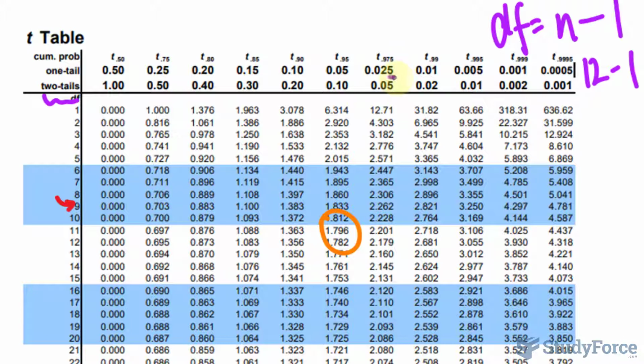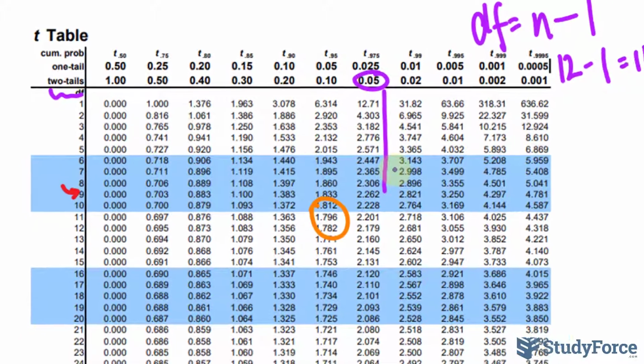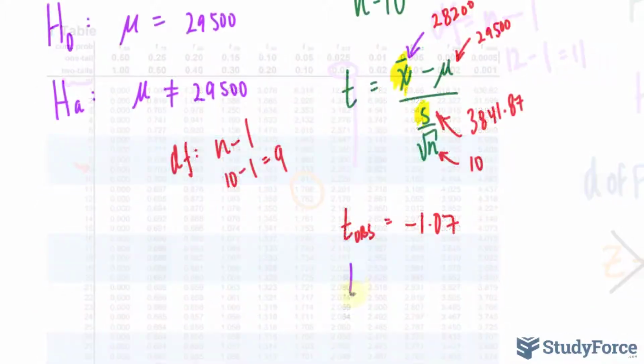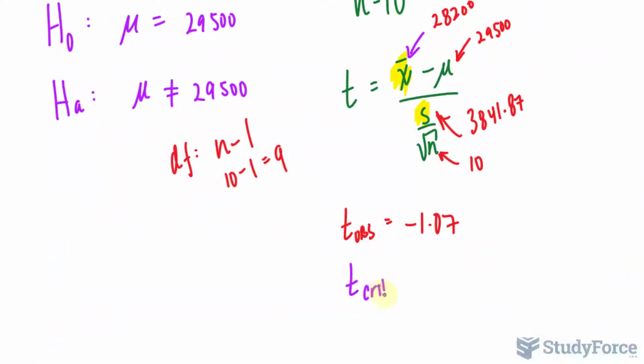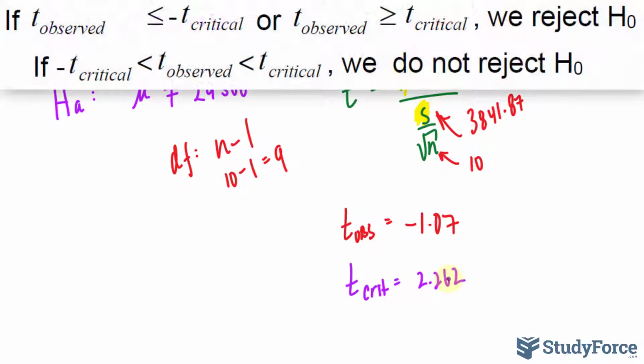So we'll be using 0.05 right here, this one. It's two-tailed as opposed to one. So make sure that you know how to read this properly. And this dips down to 2.262. That will be our t critical. T critical is 2.262. And remember, this number is negative, so that should also be negative.